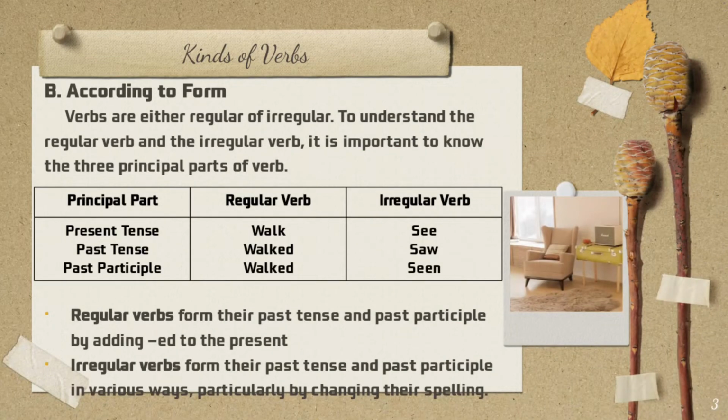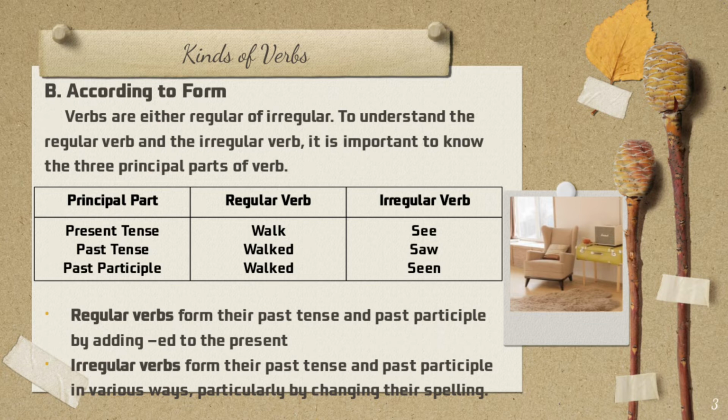Verbs are classified in several ways. So we have according to form. Verbs are either regular or irregular. To understand the regular verb and the irregular verb, it is important to know the three principal parts of verb. So what are those? The present tense, the past tense, and the past participle.